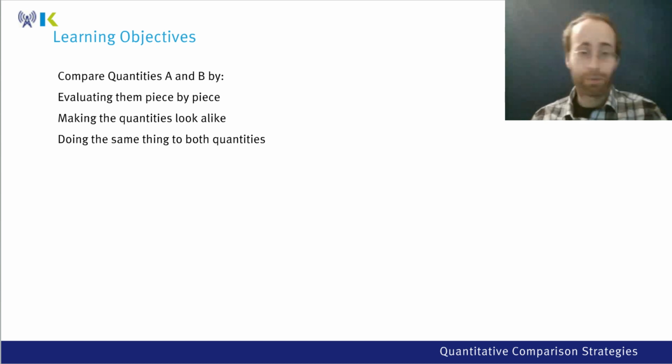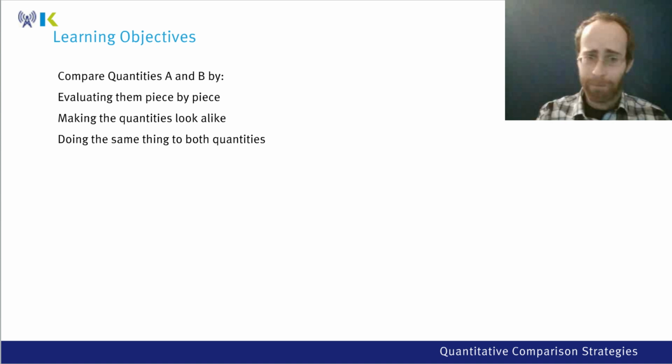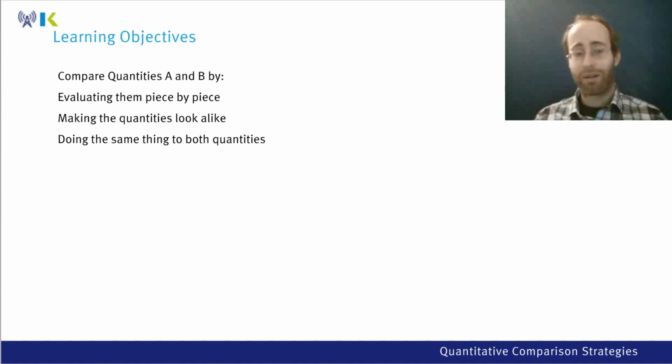Most of the time when people don't finish on time, it's because they sit there a lot being like, oh, geez, what should I do now? I have no idea. So if you know the strategies, a lot of the timing will come for free. And quantitative comparisons are all about strategies. I'm going to teach you 3 tonight. I'm going to teach you how to evaluate quantities piece by piece, how to make quantities look more similar to each other and therefore easier to judge. And then also I'm going to show you a cool way of doing the same thing to both quantities so that you can again make it easier to compare them.